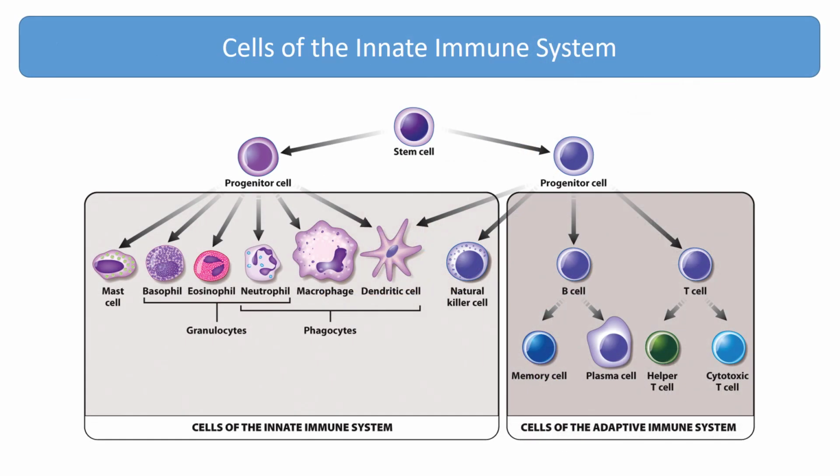There are three major types of phagocytic cells in the innate immune system. These are macrophages, dendritic cells, and neutrophils. In each case, their name gives clues to their physical characteristics. Macrophages are large cells that patrol the body. Dendritic cells have long cellular projections reminiscent of the dendrites of neurons.